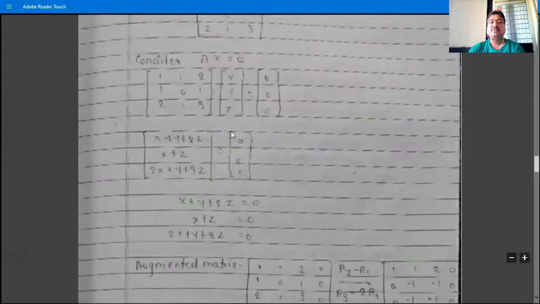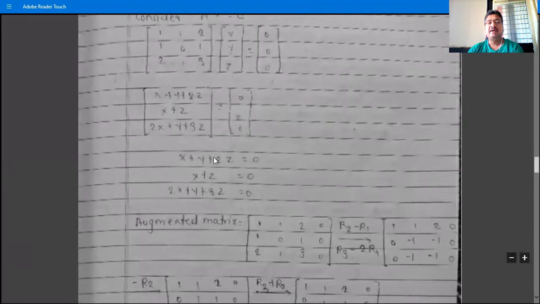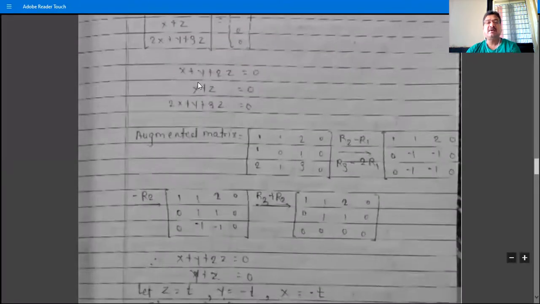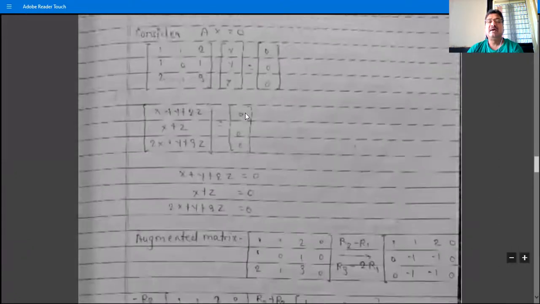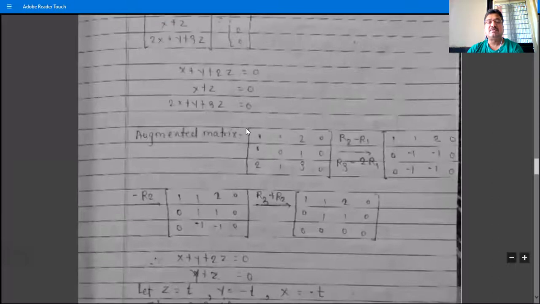Then multiplying these two matrices, we have this column matrix with x + y + 2z. Compare LHS and RHS. We have x + y + 2z = 0, x + z = 0, and 2x + y + 3z = 0, and this is the system Ax = 0. Now we have to find the solution of this system.